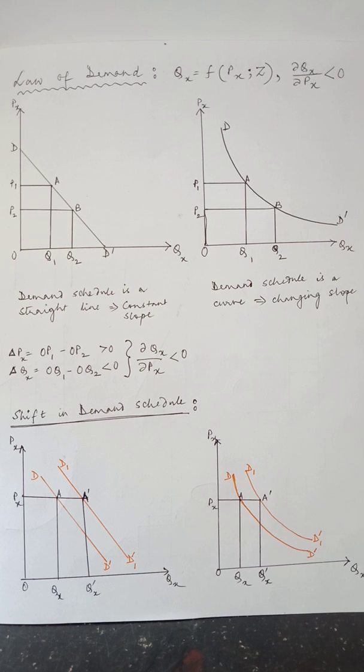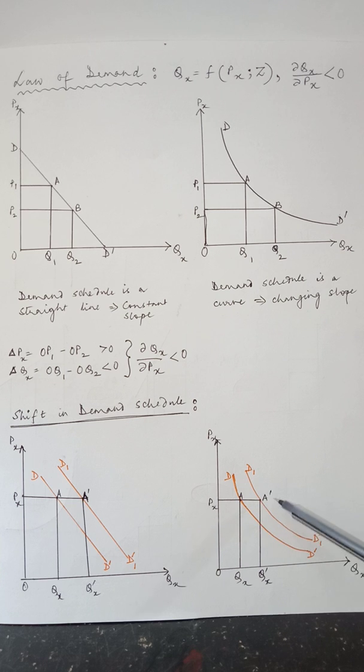Why does this happen? Why does the demand change? It changes due to the change in other factors, those factors which I said were remaining constant when we were talking about the law of demand, like the taste and preference of the consumer, the income of the consumer, prices of related goods, and so on and so forth. Now, it can also happen when the demand schedule is a curve.